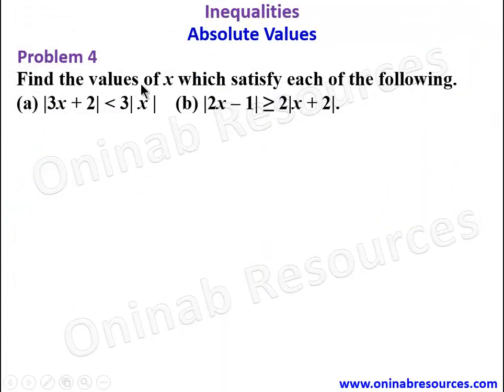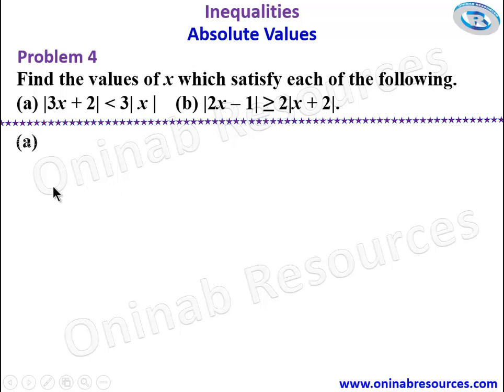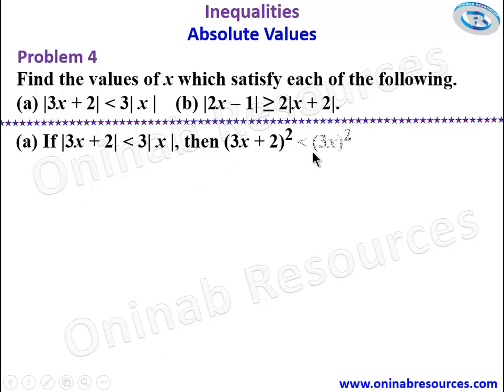For problem 4, find the values of x which satisfy each of the following. In problem 4, we have the two sides of the inequality inside absolute value except the 3 here, which is still the same thing as putting it inside, because in the solution starting from A, we are still going to square both sides. If absolute value of 3x plus 2 is less than 3 absolute value of x, then we have 3x plus 2 all squared less than 3x all squared.